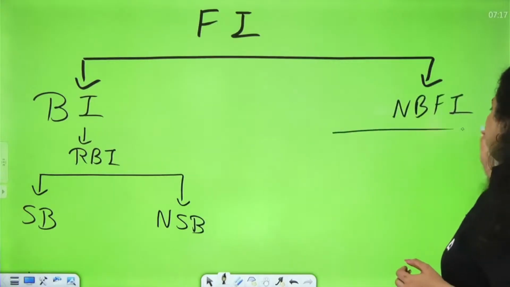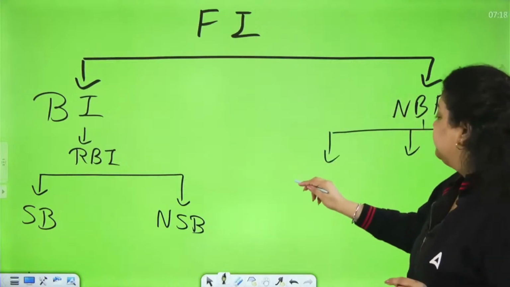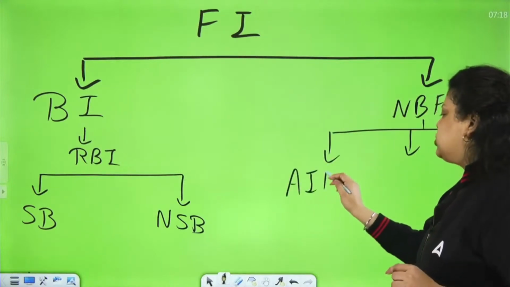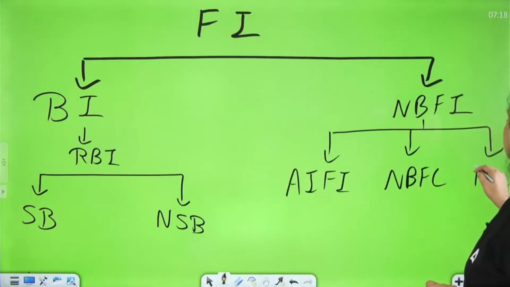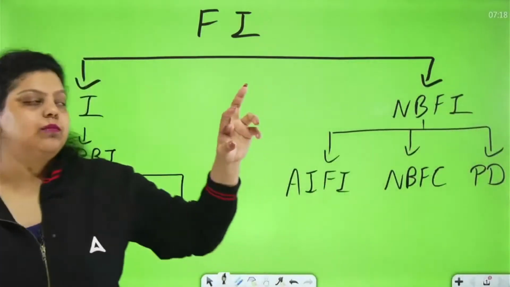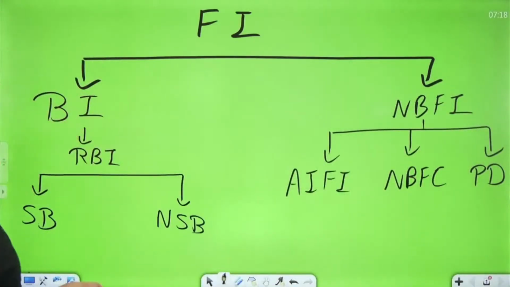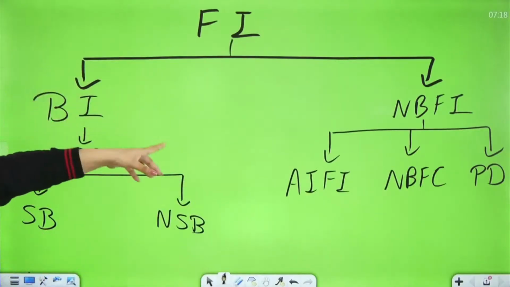This non-banking financial institution is divided into three categories: first, all India financial institutions; second, NBFCs; and third, primary dealers. So do remember, in our country there are two categories into which financial institutions have been divided: banking and non-banking financial institutions.